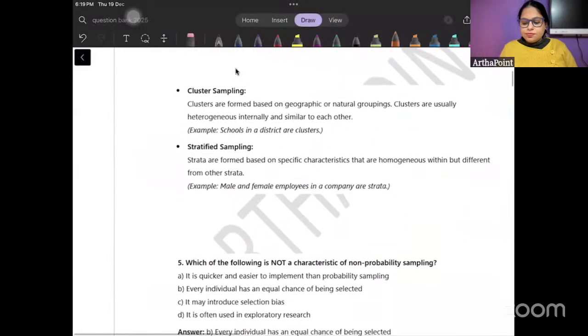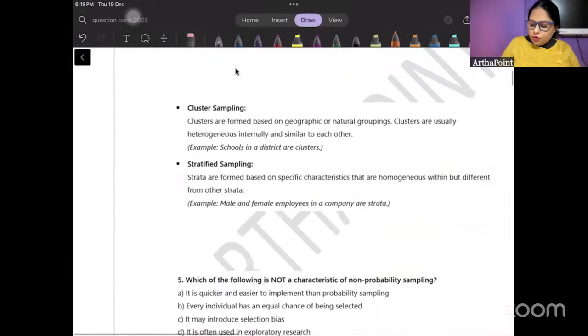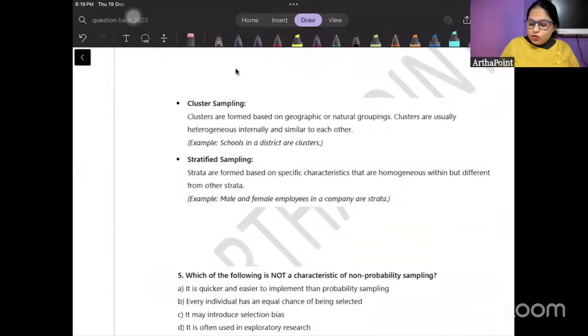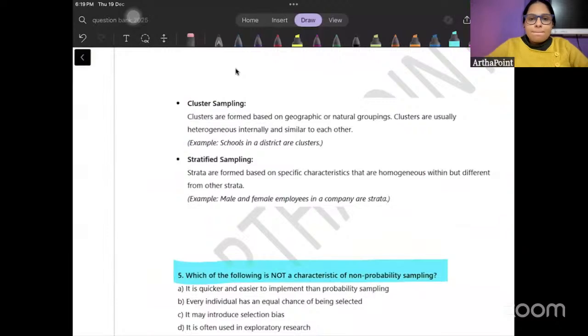Do this question. Which of the following is not a characteristic of non-probabilistic sampling? Okay, that's correct. तो non-probabilistic means probability ही नहीं है, और अगर probability नहीं है तो equal chance of selection कैसे हो सकता है? Right? If there is no probability, you cannot have equal chance of being selected. So that is the correct answer.